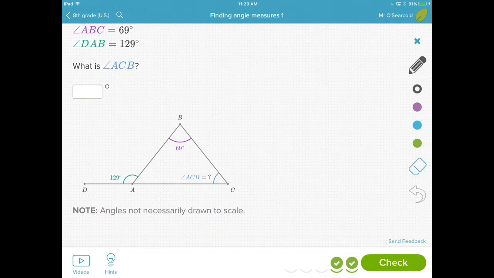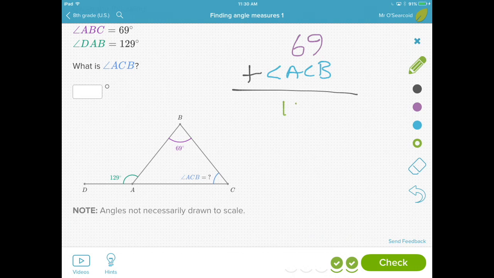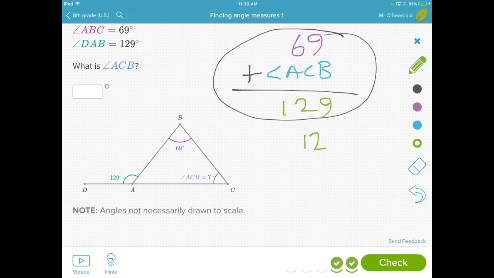In this problem here, we have a similar situation, a very similar situation. In fact, we have the external angle problem again, and we know that the internal angle 69 degrees plus the angle we're looking for, the measure of ACB, is going to be equal to 129 degrees. That's what the previous question told us also. So in this particular situation, we need to just manipulate this equation a little bit so that we can find out what the measure of ACB is. And we know that by subtracting 69 from 129, we will get the measure of the angle ACB.